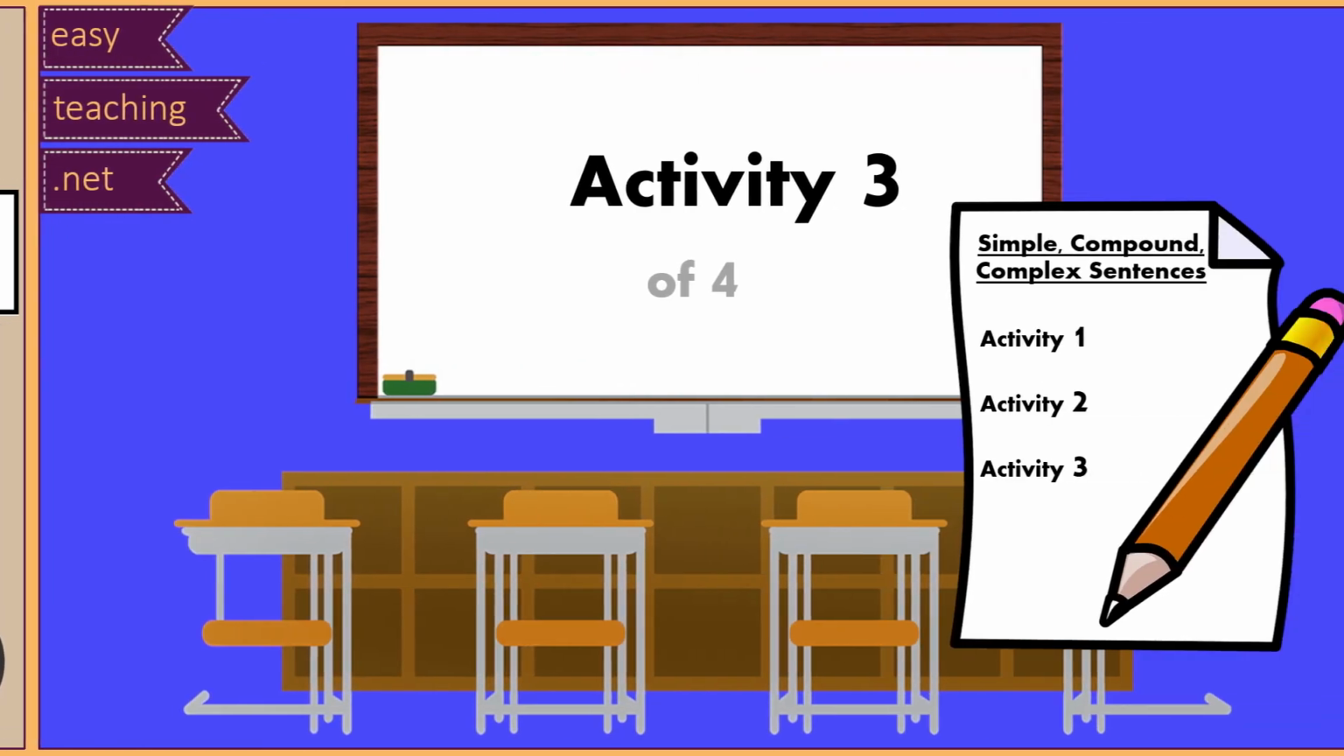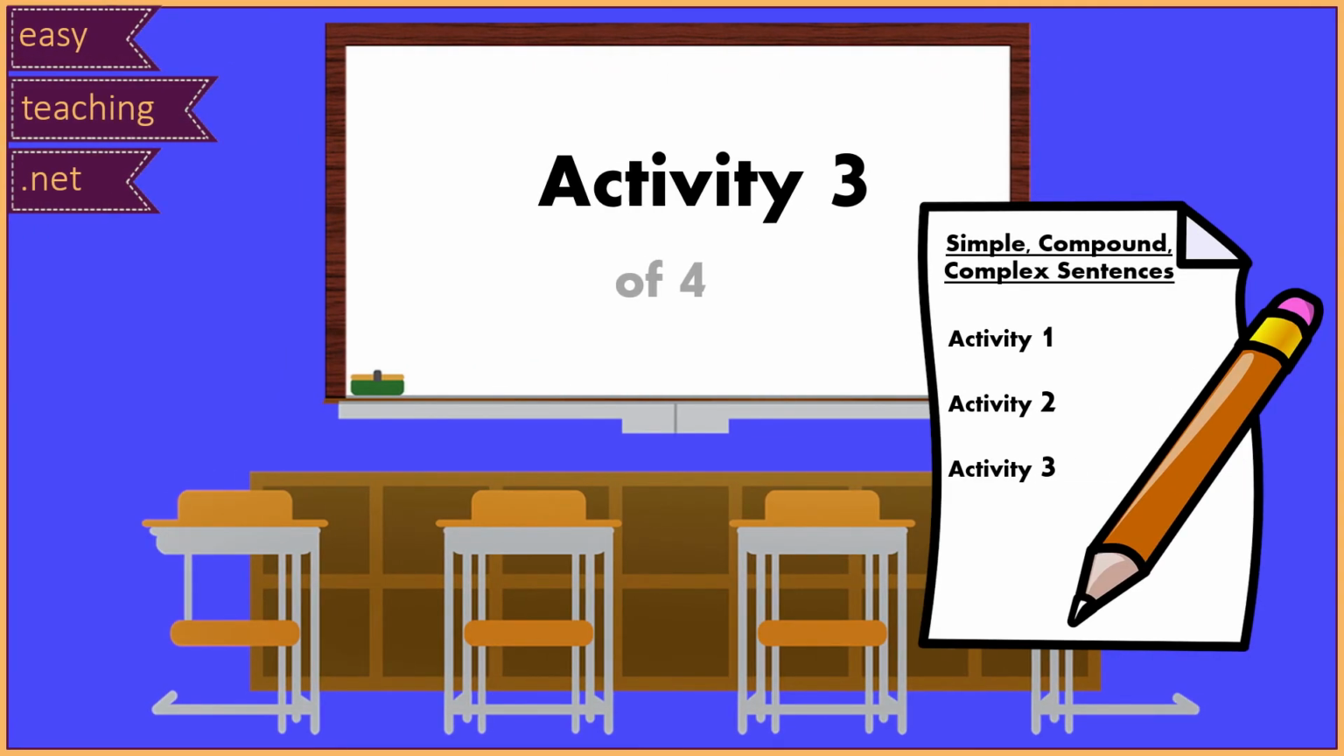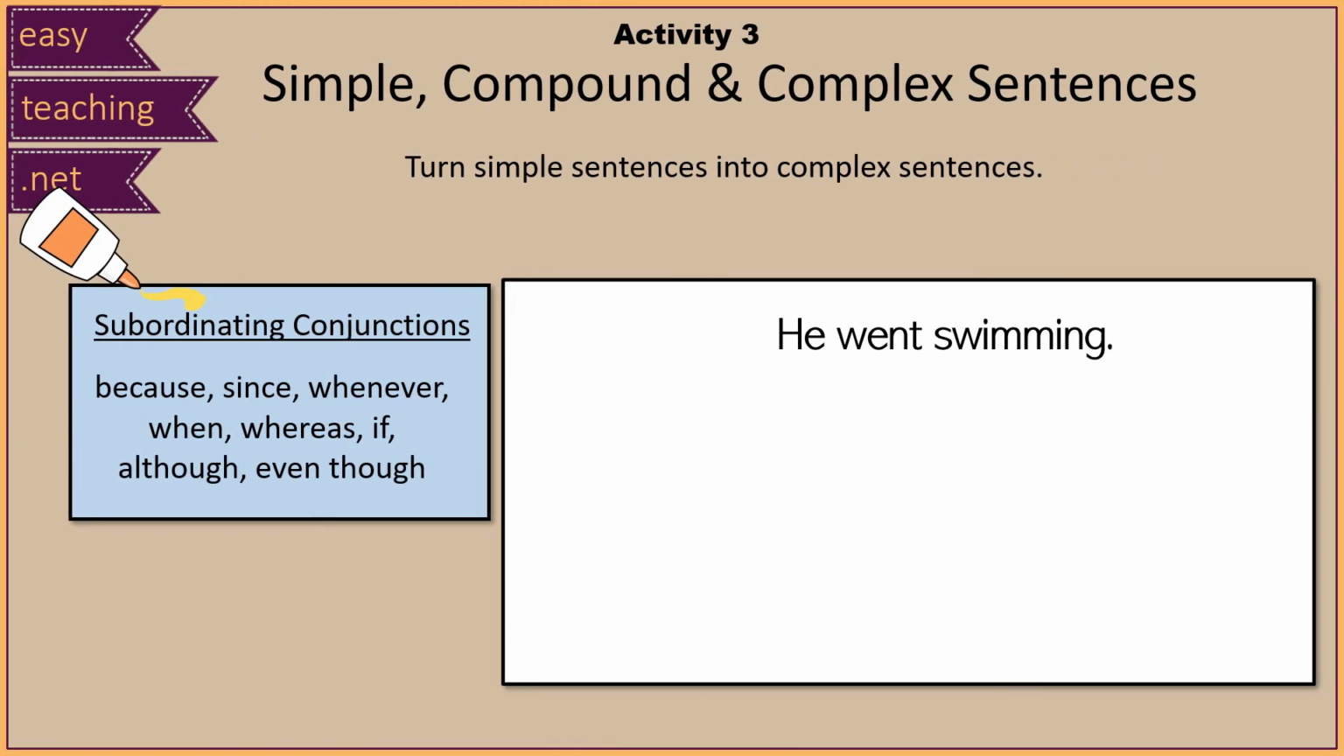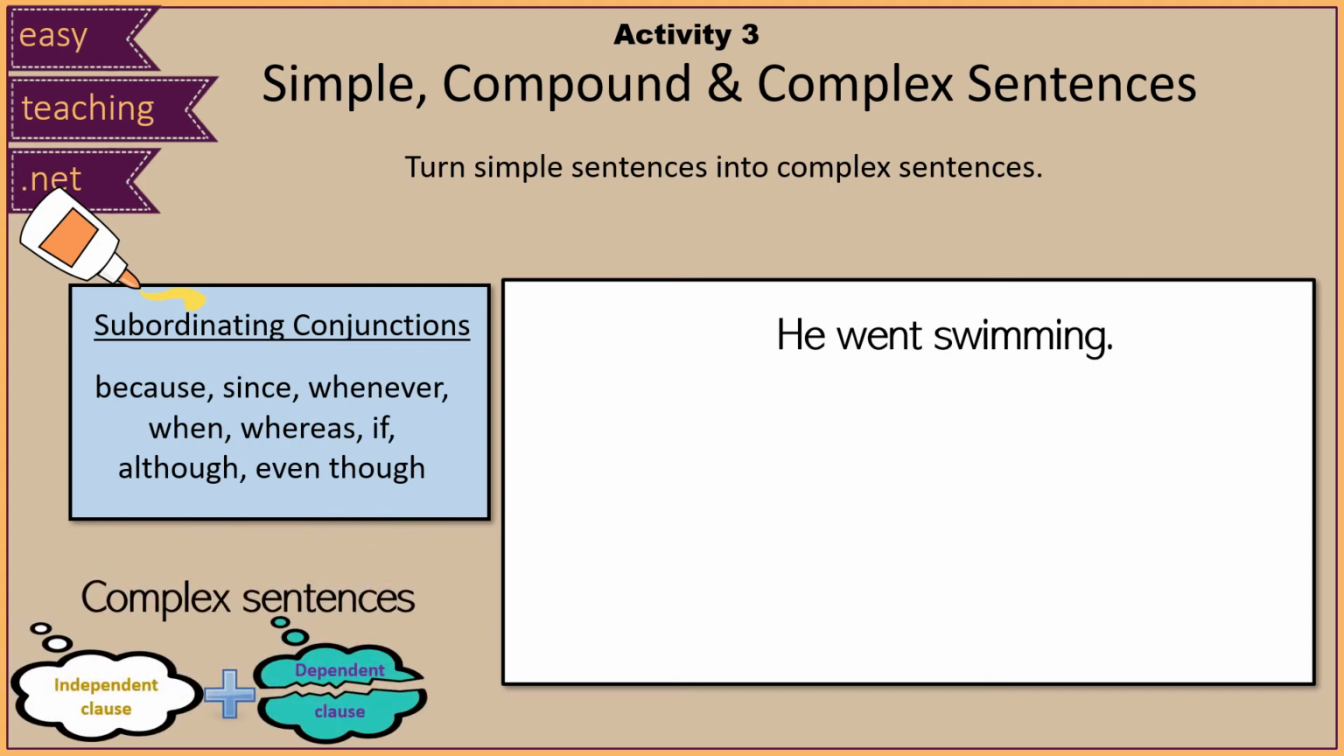Activity 3. In Activity 3, you will be turning simple sentences into complex sentences. Remember that a complex sentence is a combination of an independent clause and a dependent clause. That means you will need to add a dependent clause to each. Here is a list of subordinating conjunctions you might use. If you know others that aren't on this list, you can use those. Let's do the first one together.